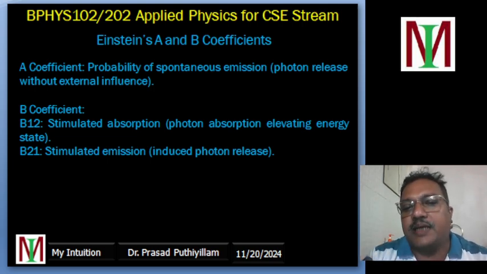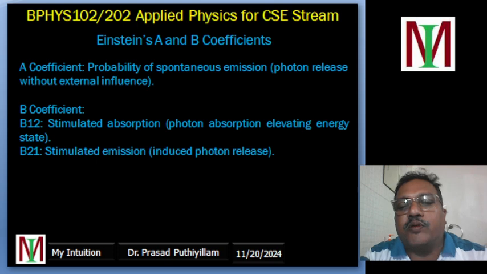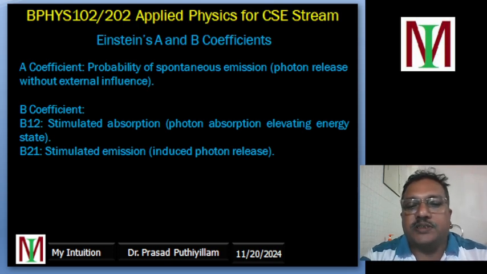What is that balancing act between absorption, spontaneous emission, and stimulated emission? The answer is that Einstein came up with coefficients: the A coefficient, which is for spontaneous emission, the B12 coefficient, which is for absorption, and another B coefficient, B21, which is for stimulated emission.